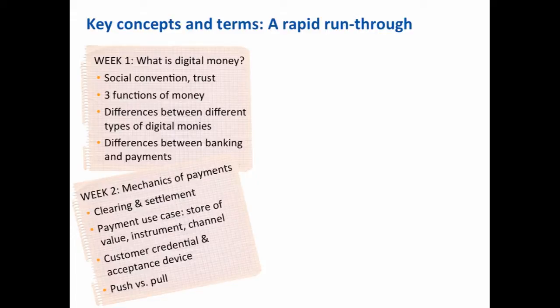In week 2, we looked in detail at the mechanics of digital payments. How does the clearing and settlement happen between payer and payee, and in fact between their own banks? We looked at the structure of a payment use case, and we differentiated between the store of value, where the money starts and ends, the instrument that is used to make the payment request, and the channel through which the payment is processed. We saw that payers need a credential to prove who they are, and that payees need an acceptance device to receive notification of the payment. And we saw the difference between push and pull payments. Push payments are initiated by the payer, whereas pull payments are initiated by the payee, though of course they still need to be authorized by the payer.